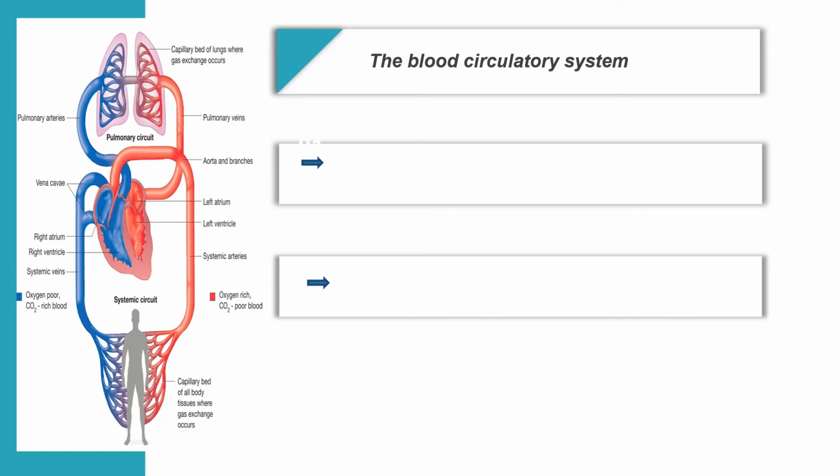The blood circulatory system can be divided into two parts: the pulmonary circulation, where the lungs release oxygen to the blood and absorb the carbon dioxide, and the systemic circulation, where the rest of the body is supplied with oxygen and nutrients for the cells, and waste products are removed from the cells.